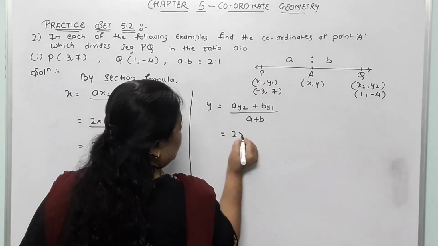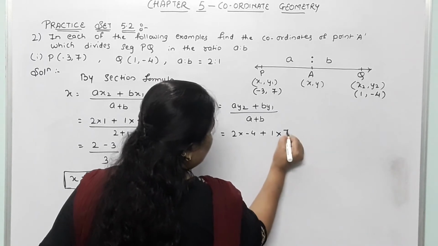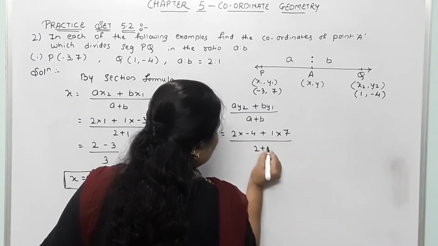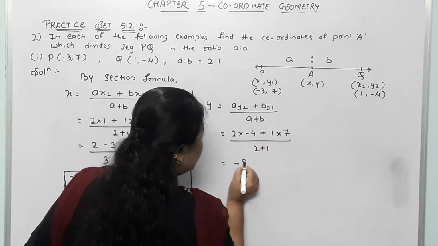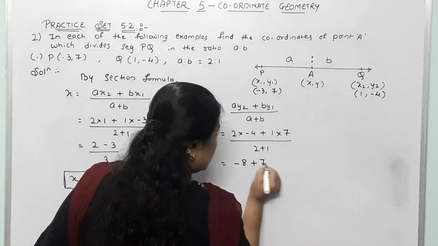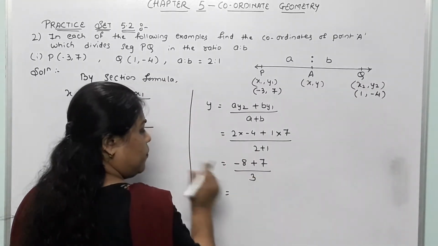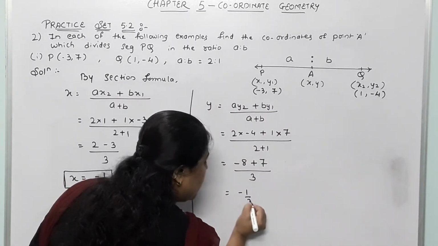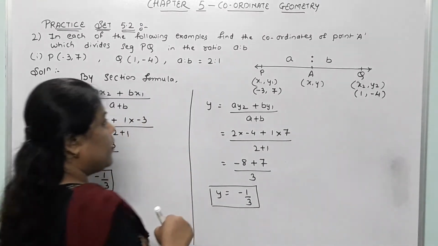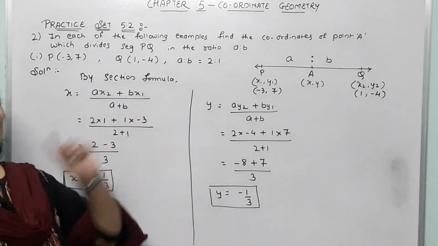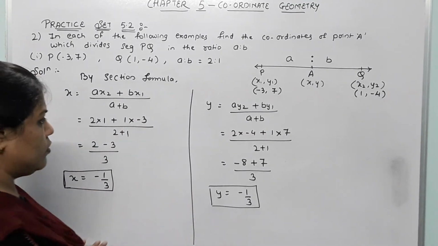Again 2 into, what is y2? Minus 4, plus 1 into 7, upon 2 plus 1. 2 into minus 4 is minus 8, plus 7 ones are 7, upon 2 plus 1 is 3. Minus 8 plus 7 is minus 1 upon 3. This is the value for y. This way we get the coordinates of A as minus 1 upon 3 and minus 1 upon 3.